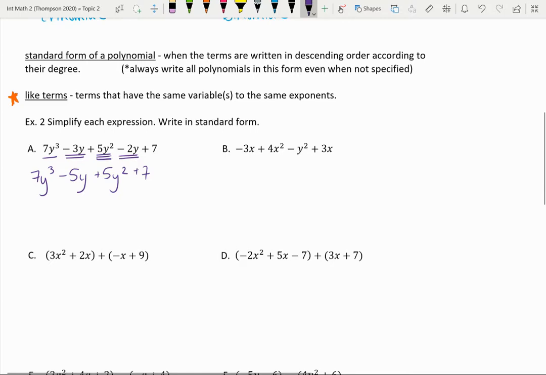Now, in order to put this in standard form, I'm going to put the exponents in decreasing order. So the degree of my first term is 3. That's my largest one, so that goes first. And actually, my next term is going to be y squared because it's degree 2. And then I'm going to write my term with a degree 1 and then the 7.